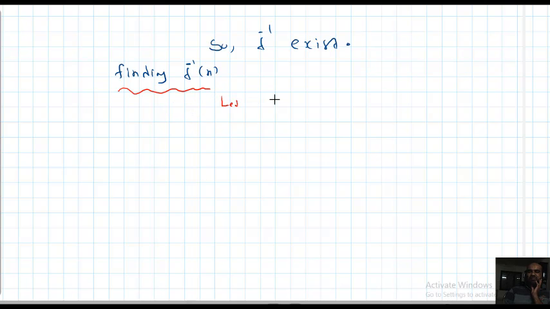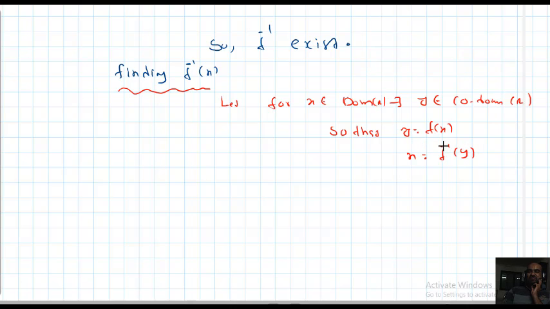Let for x belongs to domain, there exists y belongs to codomain. Both are R only. So that y is equal to f of x. Then x equal to f inverse of y. Y is the image of x under this function, then x is called the pre-image of y under f inverse. Okay, this is the first result.